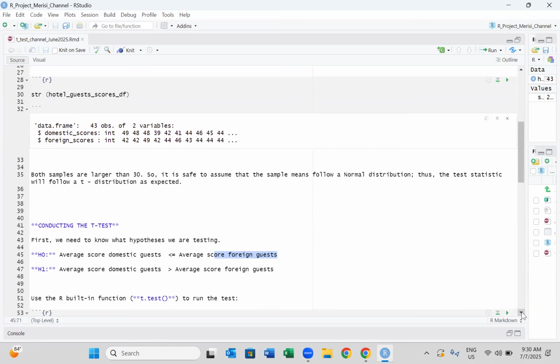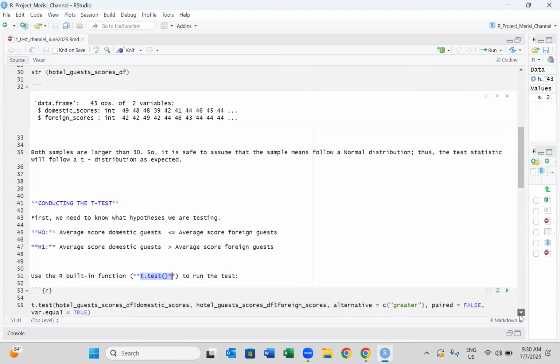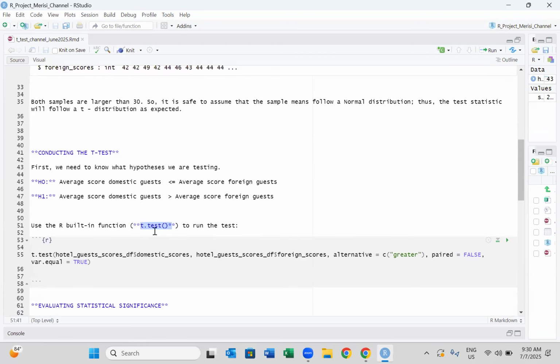And to do the t-test in R, a very easy way is to use this built-in function, t.test. That's the function we're going to use in this video. That function takes a few arguments, and let me explain them. The first two arguments are just the data: argument number one, comma, argument number two. This is the data for the domestic guests, and then the data for the foreign guests. And by data, I mean the ratings. All right, so those are the first two arguments.